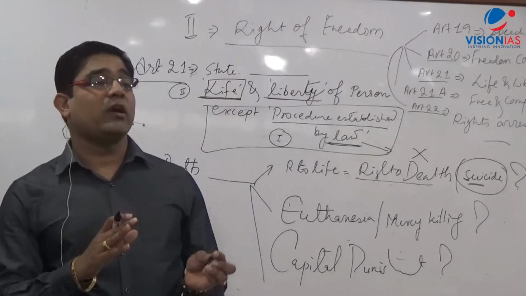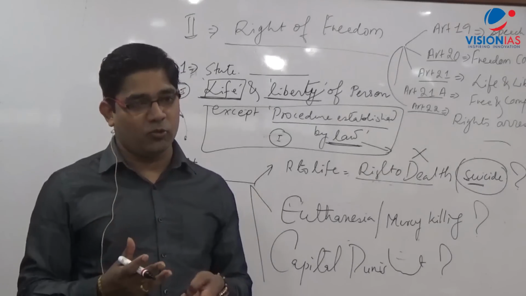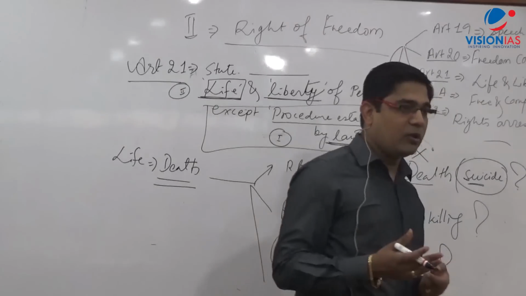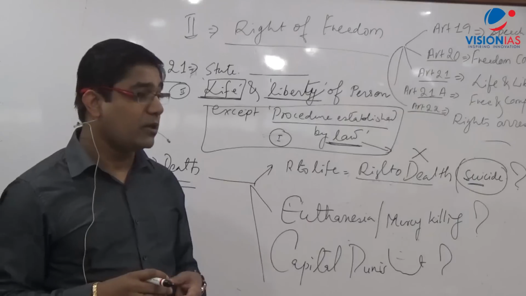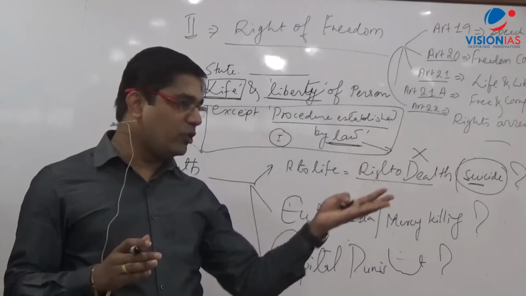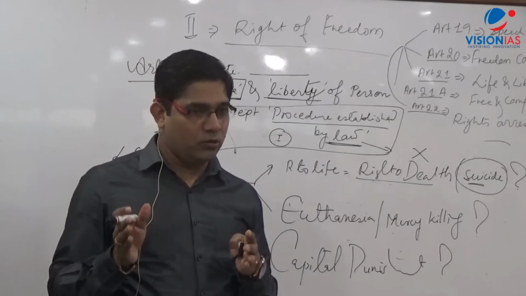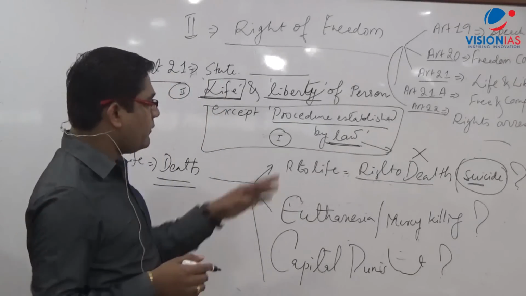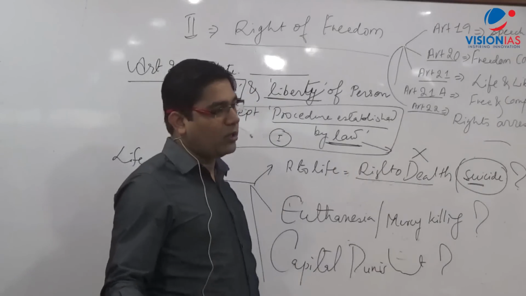Now, since the crime has been removed, it does not mean you have got a right to commit suicide. Something which has been decriminalized does not become your fundamental right to attempt suicide. There is a neutral position, a positive position and a negative position. From the negative position we have reached the neutral position, but it does not give you the fundamental right. So even if it has been decriminalized, right to life still does not include right to death.